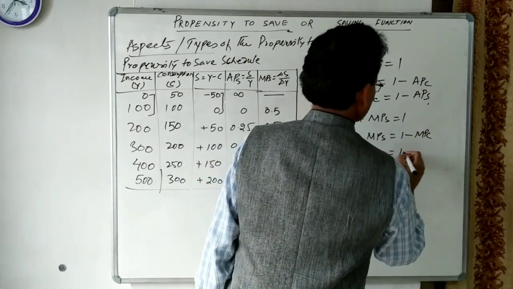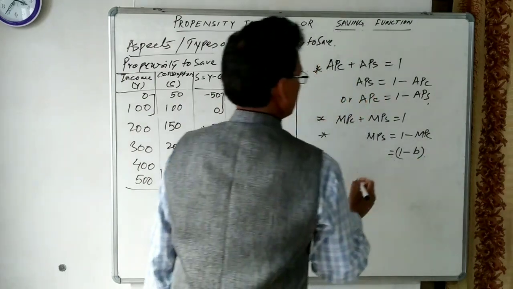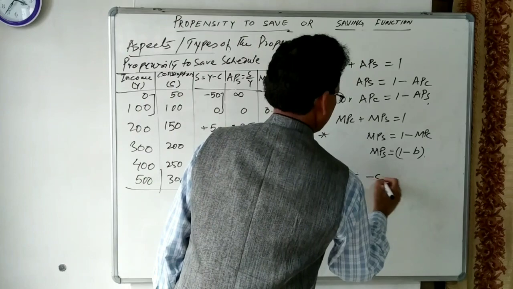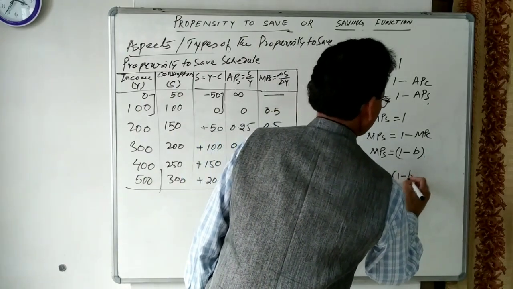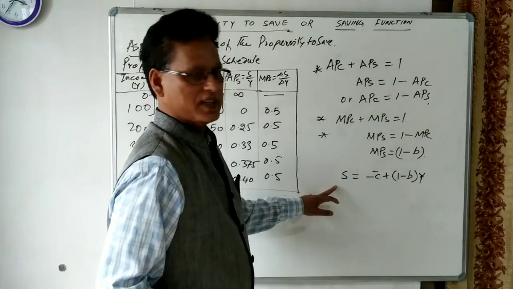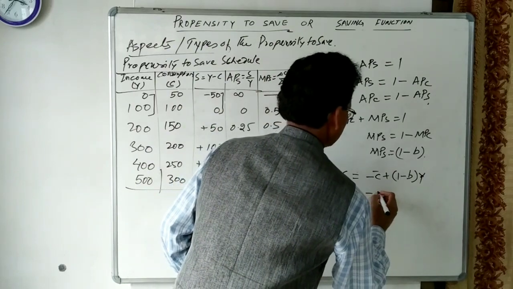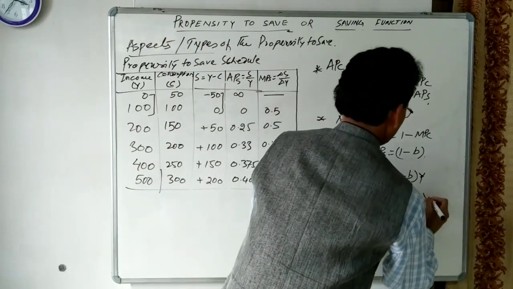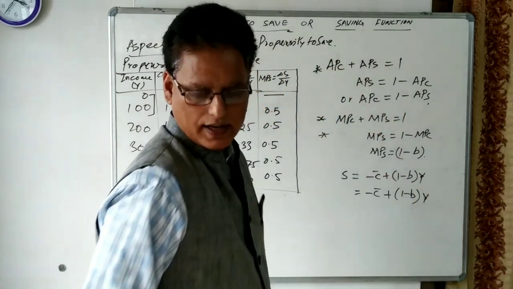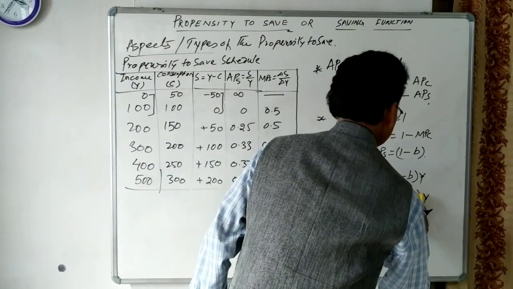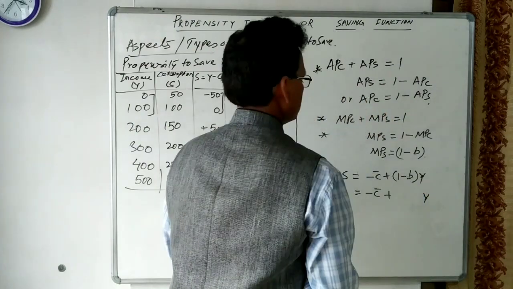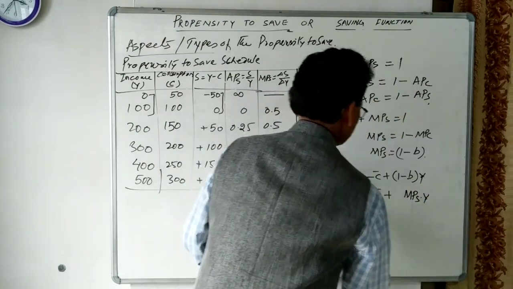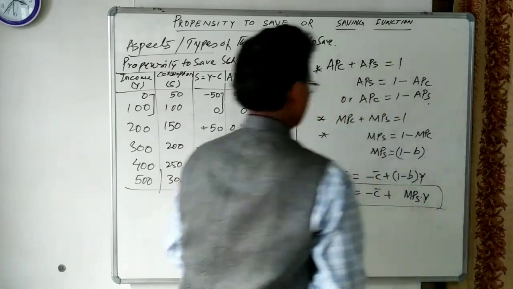So this is 1 minus B also. So MPS, we have written one equation: minus C intercept plus 1 minus B times Y. This is the linear equation of saving. This can be written as minus C intercept plus 1 minus B, this Y. In the place of this, we can write MPS. This concept will be used when we do the numerical questions.